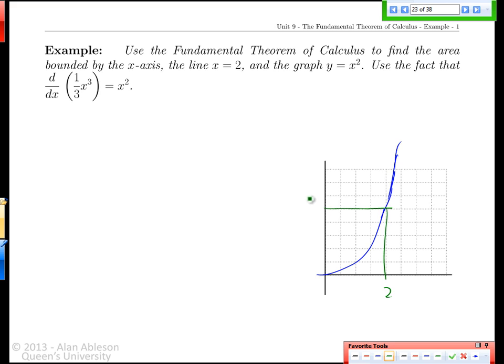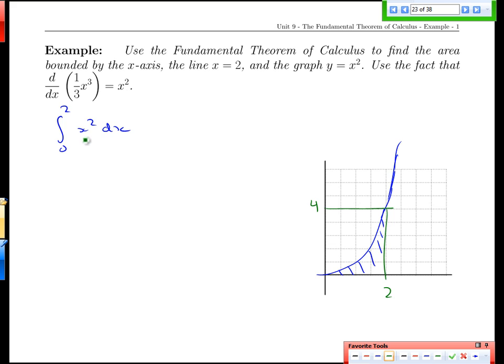That would mean the point here would be 4. And this would be the area we're talking about: the x-axis, x equals 2, and the rest of the line. How would we write that particular area in integral form? Well, we would say it's the integral from 0 to 2 of x squared dx.